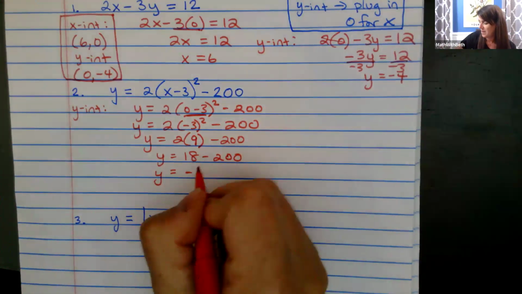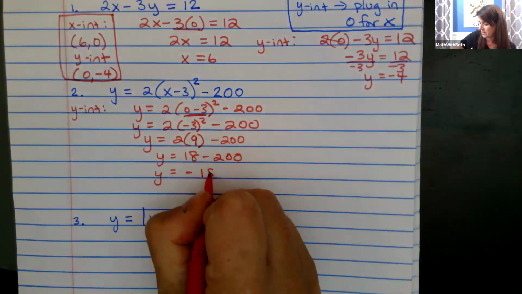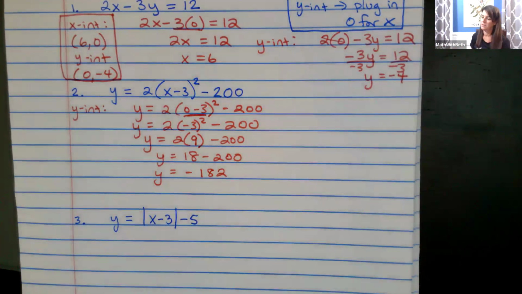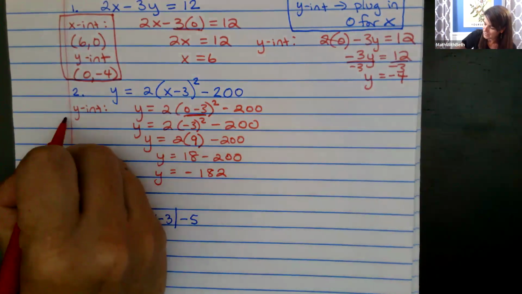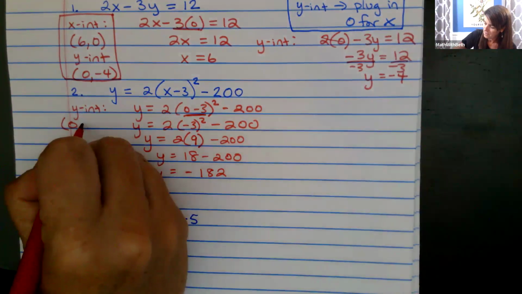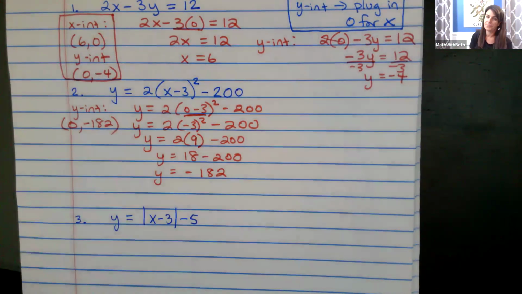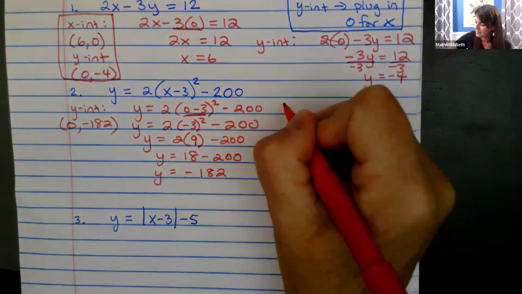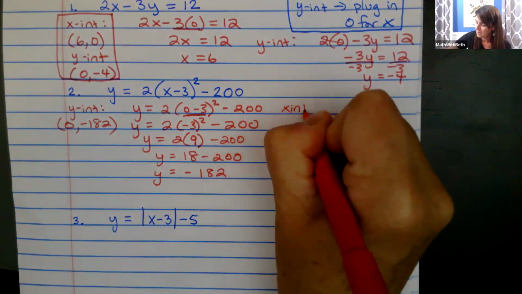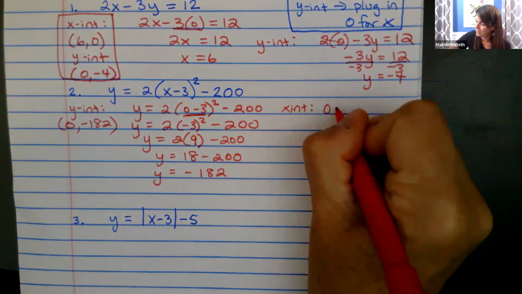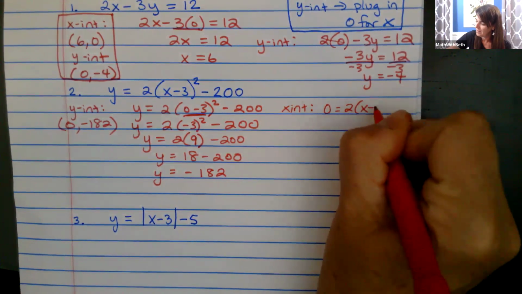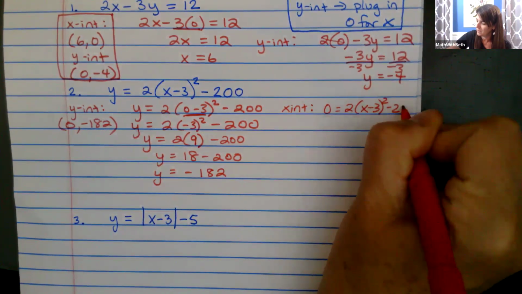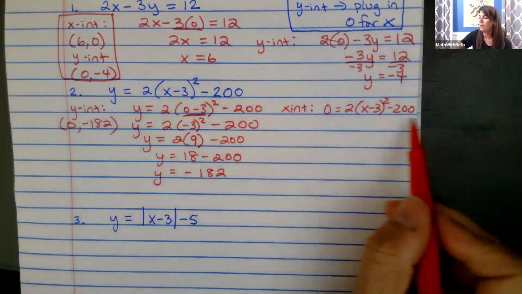So I'm going to get a -182. So my y-intercept is 0, -182. Now for the x. Plug 0 in for y, and then the solving is just a little bit trickier. So how would I solve this?